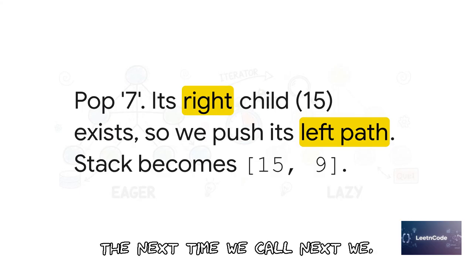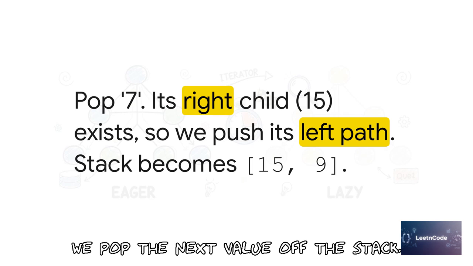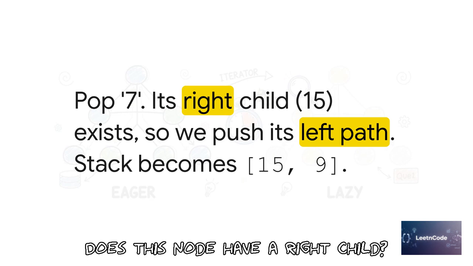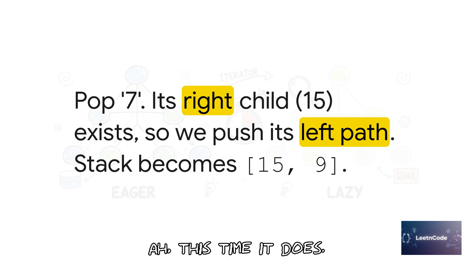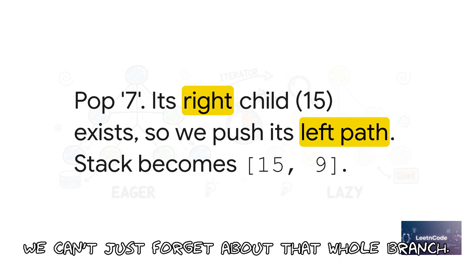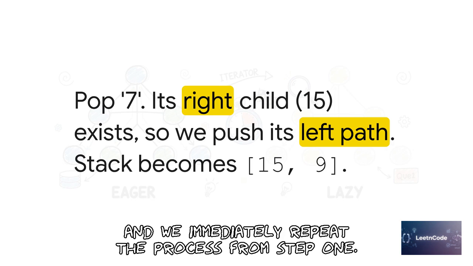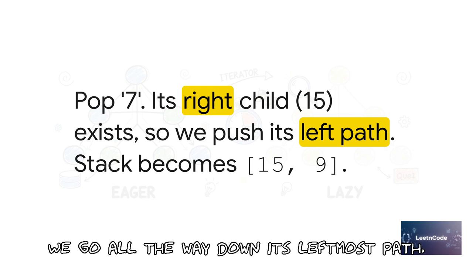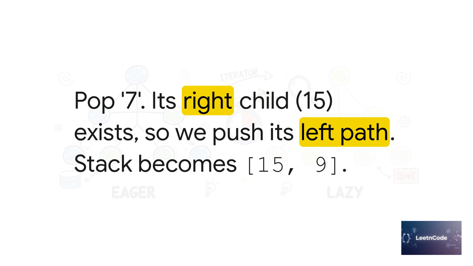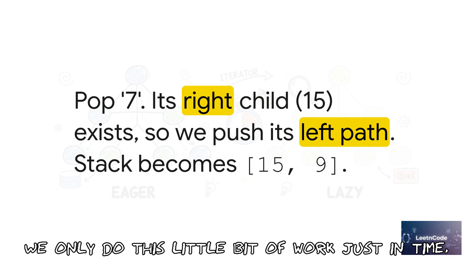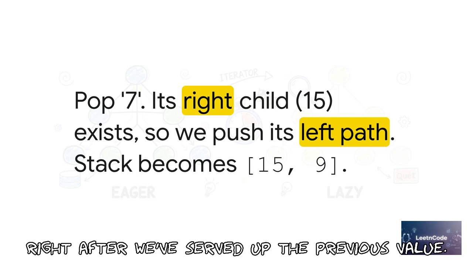The next time we call next, we pop the next value off the stack, but then we ask that same critical question. Does this node have a right child? This time it does. We can't just forget about that whole branch. So we jump over to that right child, and we immediately repeat the process from step 1. We go all the way down its leftmost path, pushing everything onto the stack. This basically reprimes the stack so it's ready to give us the next smallest number. We only do this little bit of work just in time, right after we've served up the previous value.